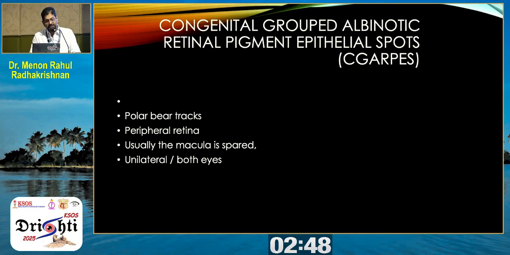Next, this is congenital grouped albinotic RPE spots, that is CGARPE. So, just like the bear track appearance, that is the CHRPE, which is pigmented black, this one will be white. So, these are called polar bear tracks. They usually affect the peripheral retina, and usually the macula is spared, and it can be either unilateral or appear in both the eyes.